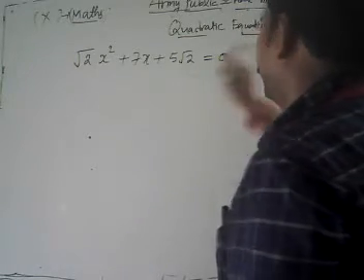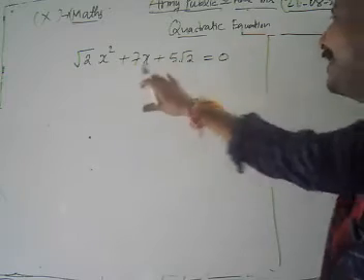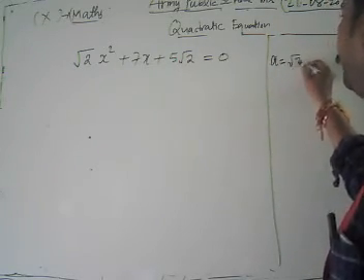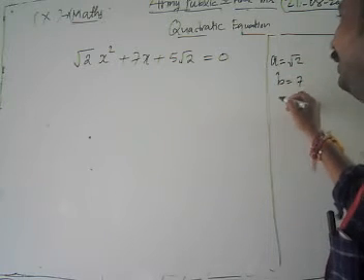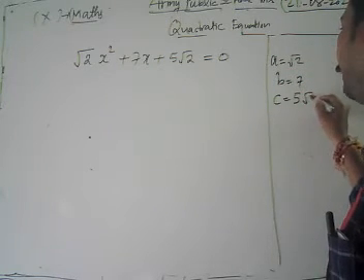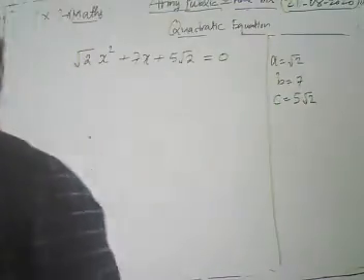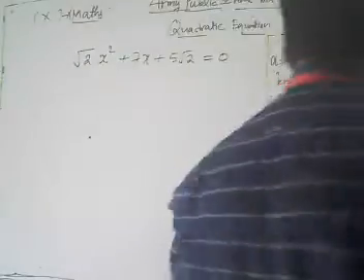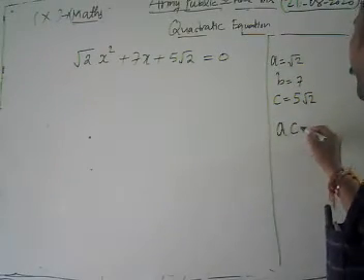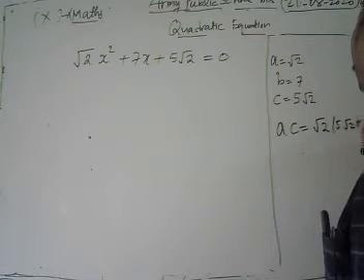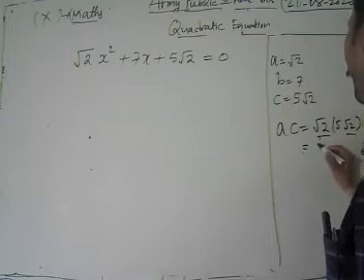What I told you yesterday is that first of all we compare the given equation with the standard form. We have the value of a is root 2, the value of b is 7, and the value of c is 5 root 2. Then what is our first step? We multiply a and c. We find the value of ac, meaning root 2 into 5 root 2. What do we get? Root 2 times root 2 is 2, and 2 times 5 is 10.